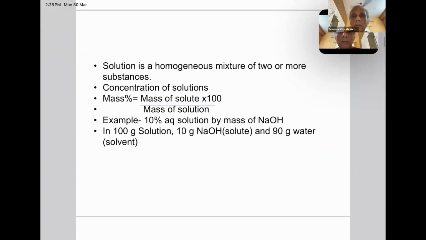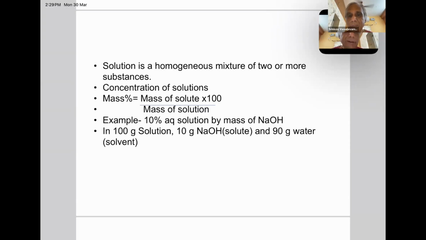Right. Solution is a homogeneous mixture of two or more substances. Concentration of solution can be represented in many ways. We will see some ways of representing concentration of solution. One is mass percentage. It is the amount of solute present in 100 gram solution. Mass percentage is equal to mass of solute divided by mass of solution into 100.